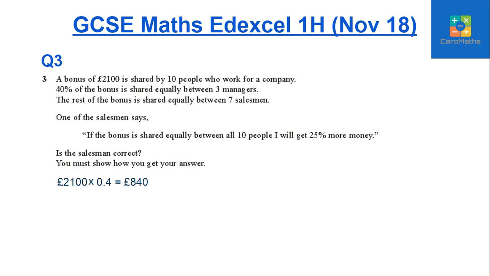So the first step here is to work out what 40% of £2,100 is, which is £840, and that's the share of the bonus that the managers share between them. But we're interested in the salesman, so we take the £2,100 and subtract the £840 and divide it by 7, and this gives us the number that each salesman gets as a bonus. So that's £1,260 divided by 7, so each salesman gets a bonus of £180.